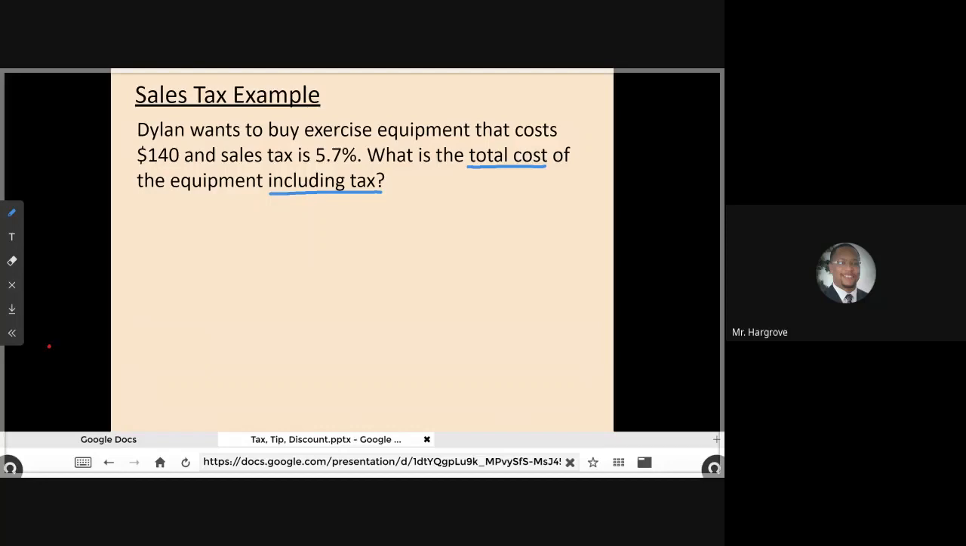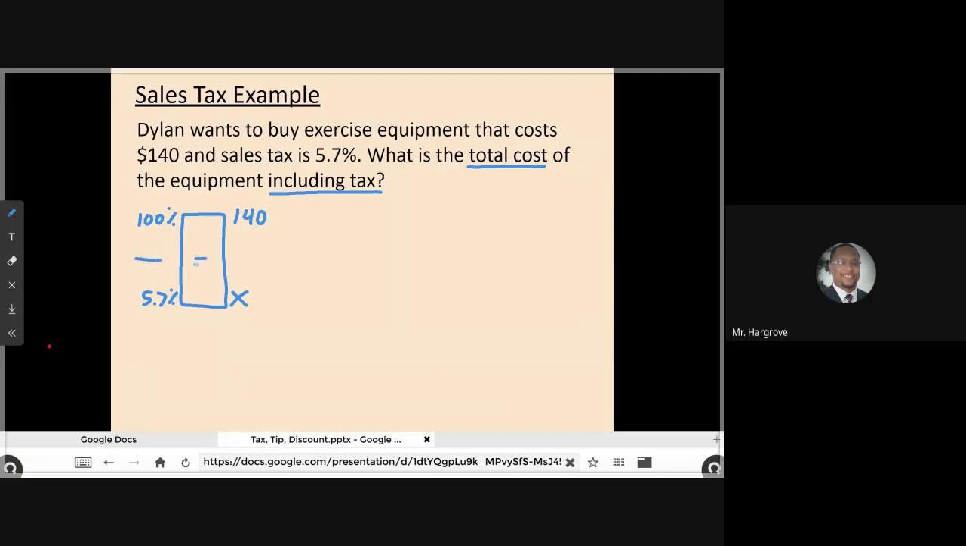So that means the first thing I need to do is figure out how much the tax is. And I'm going to use the percent bar to do that. Remember, with the percent bar, you always want your percents on one side. So all of my percents are going to be on the left, 100%. And I'm going to put 5.7% down there. I know that the equipment costs $140, so that's going to come up here in my total area. I'm trying to figure out how much tax we're talking about.